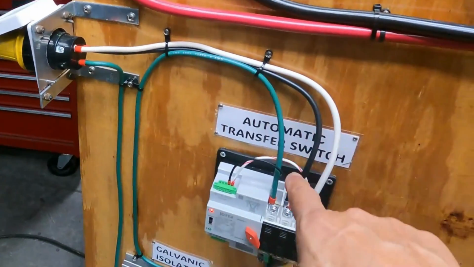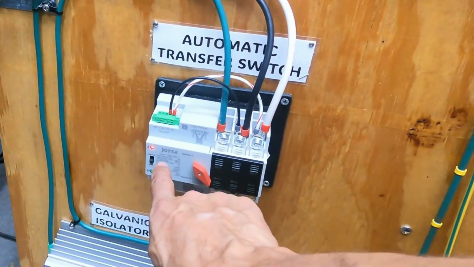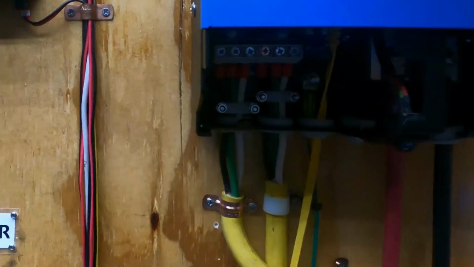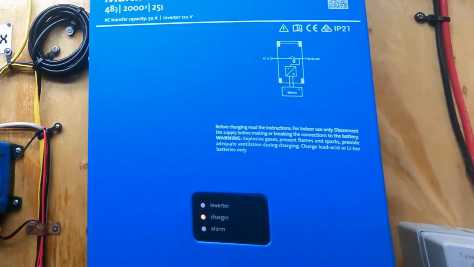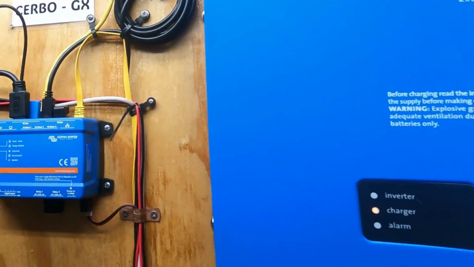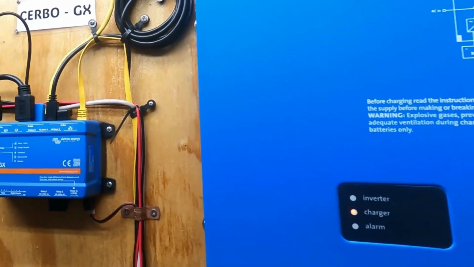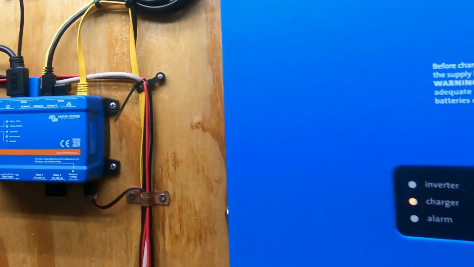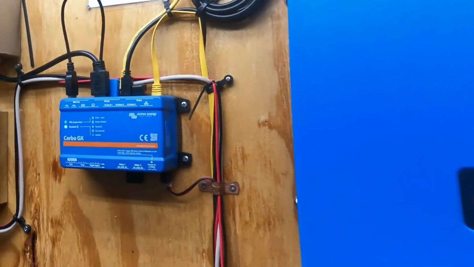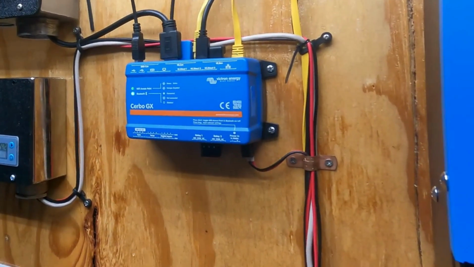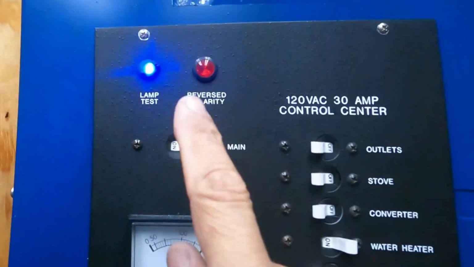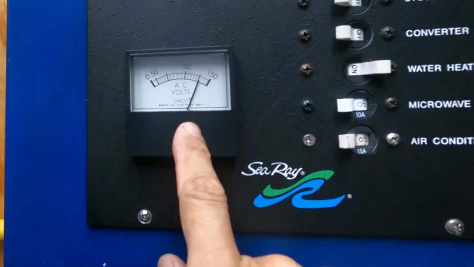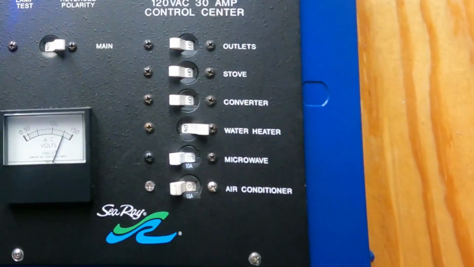You see? I have power, and the power is coming in, entering here, 120 volts from the shore power. However, this element is working like a charger, charging the battery banks, because it detects that the level of charge in the batteries is low and it's charging right now. But I also have power in my AC panel, 120 volts here.